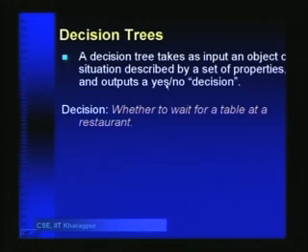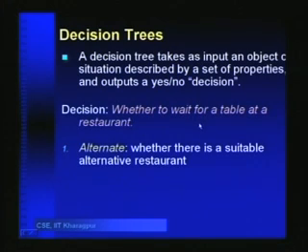So let us take an example. Suppose we want to decide whether to wait for a table at a restaurant, and if you go to Dreamland or Shahara on Friday or Friday evening or Saturday, then you will see what we mean by whether we want to wait or not. So there can be a real rush.